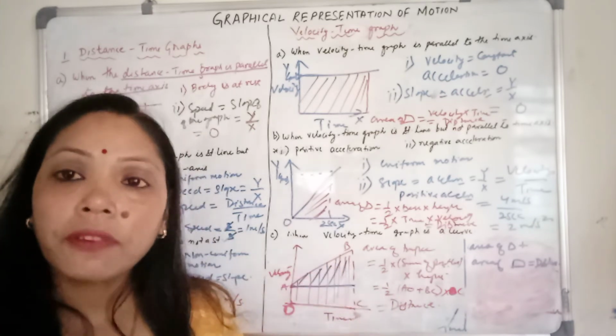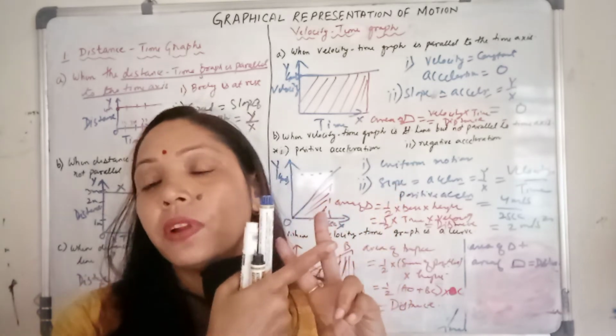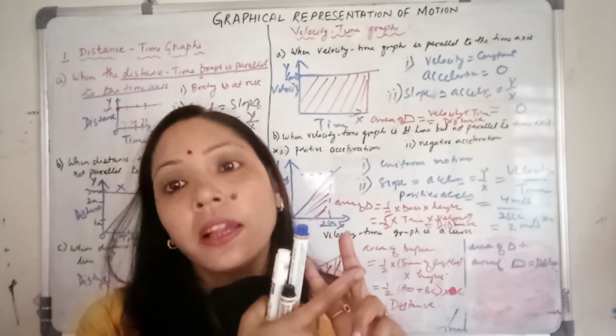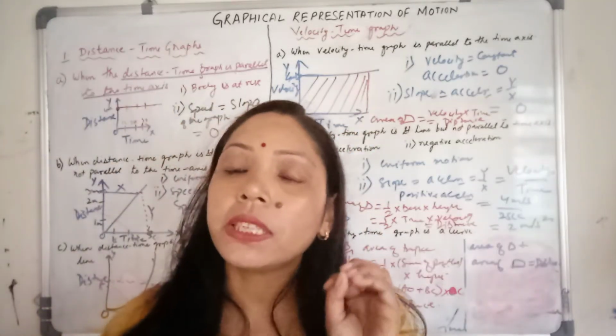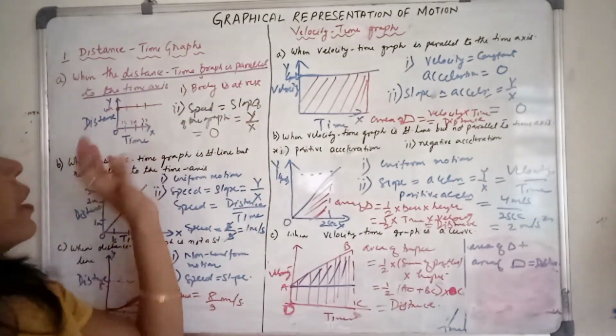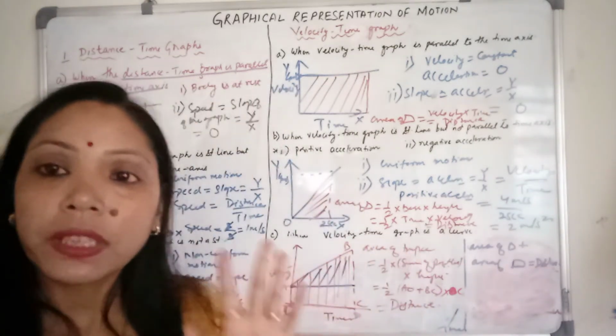So for the graph, there are two very important points. Number one is slope and another is the area covered by the graph. Area covered by the graph you have to use only for the velocity time graph, not for the distance time graph.